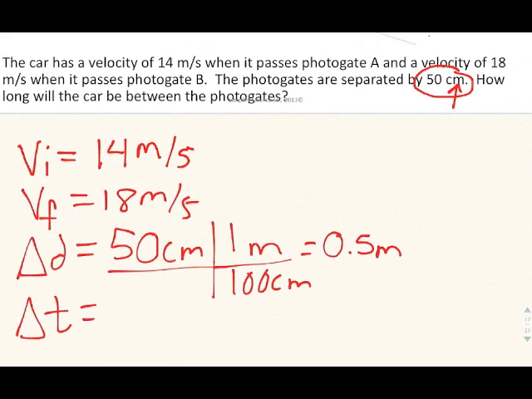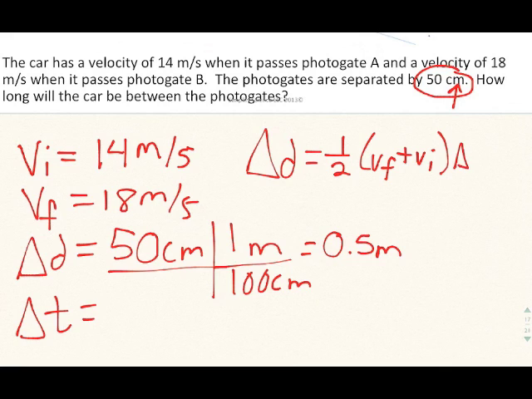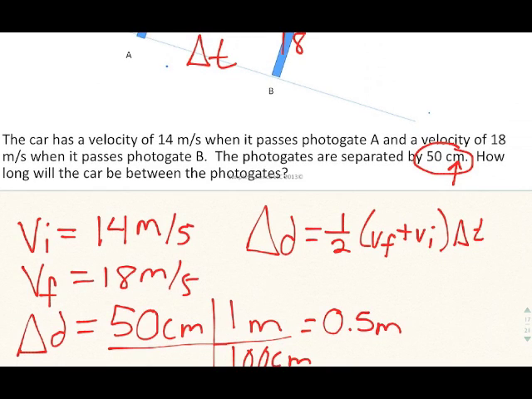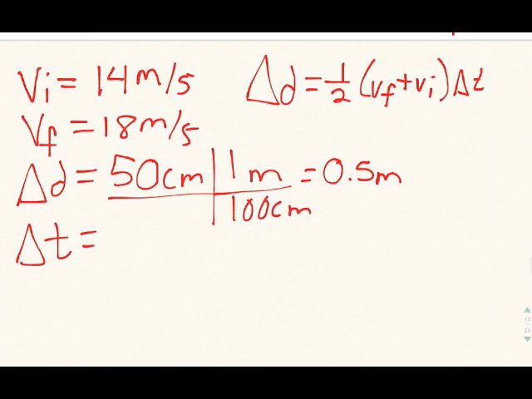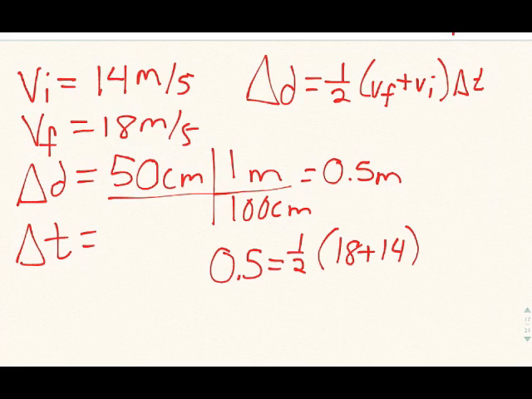So now we know our equation that we're going to use in this particular case is delta D equals 1/2 (VF plus VI) delta T. Now we know we can use this equation here because we know that there's a change in velocity. We know that it's going from 14 to 18. So we're going to take our numbers and plug them into the equation, and we get delta D, which in our case is 0.5, equals 1/2 of (18 plus 14) times delta T.